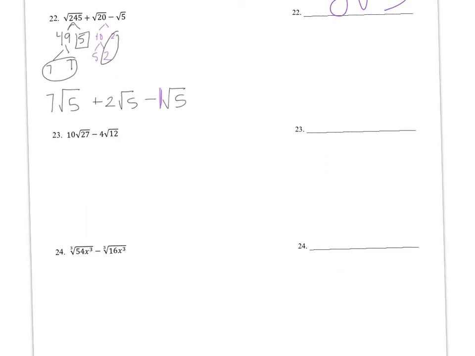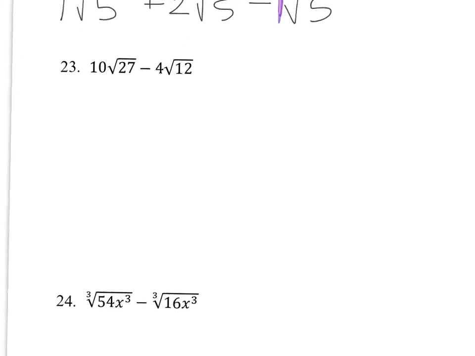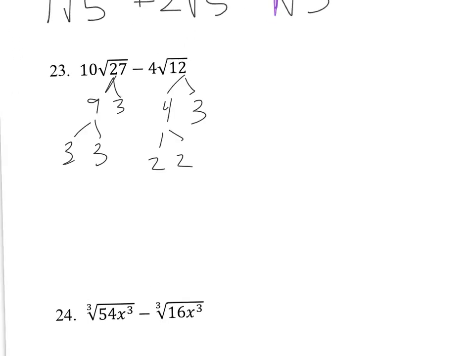So again, looking at 23, I'm going to have to simplify those radicals first. So my first one, I have a group of 3 right here, leaving me with a group of 3. This 3 has to get multiplied by that 10. Whatever is on the outside has to get multiplied by what's coming out. So this becomes a 30 square root of 3.